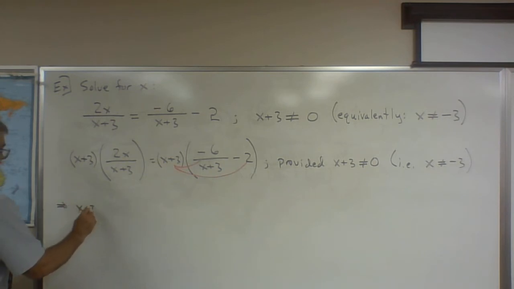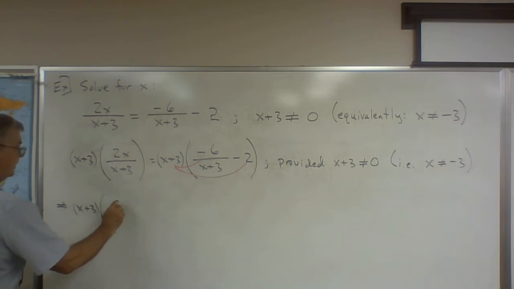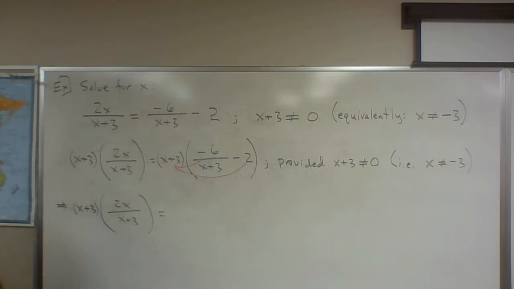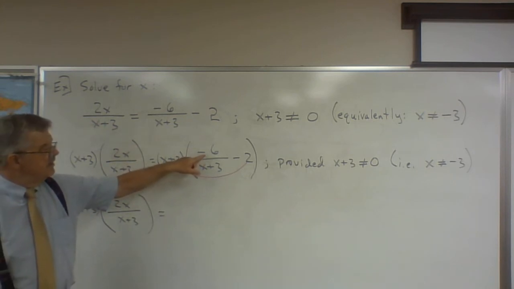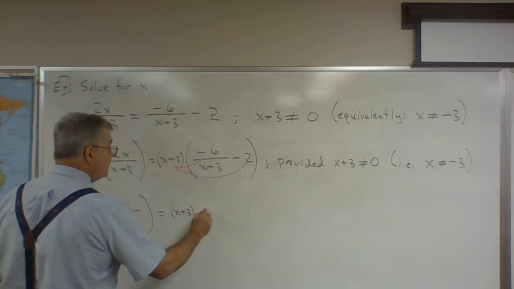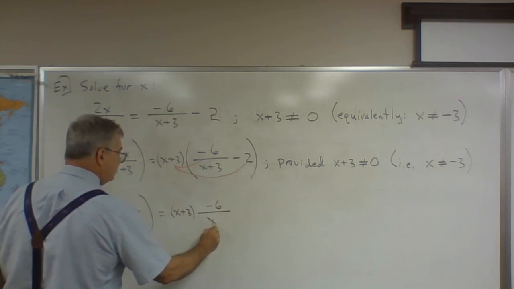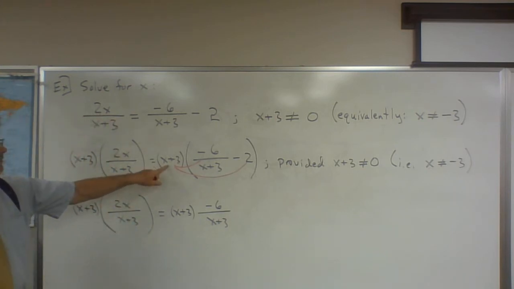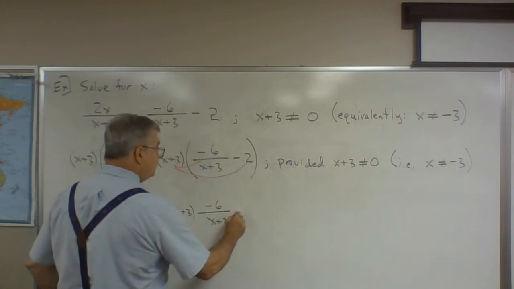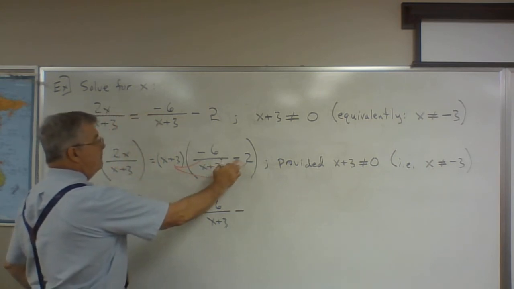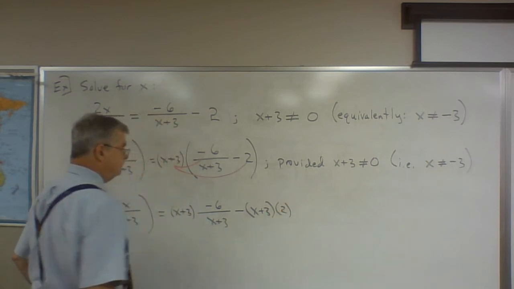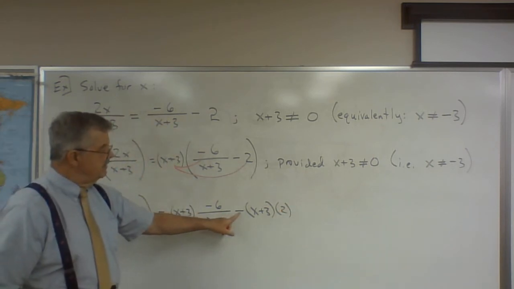So we have x plus 3 times 2x over x plus 3. And on the right, we distribute x plus 3 to this term. So we have x plus 3 times -6 over x plus 3. And we have x plus 3 times -2. So we'll say minus x plus 3 times 2. And this minus sign comes from this.